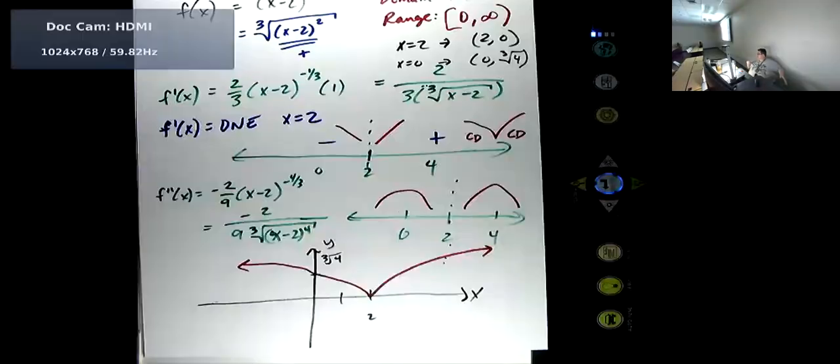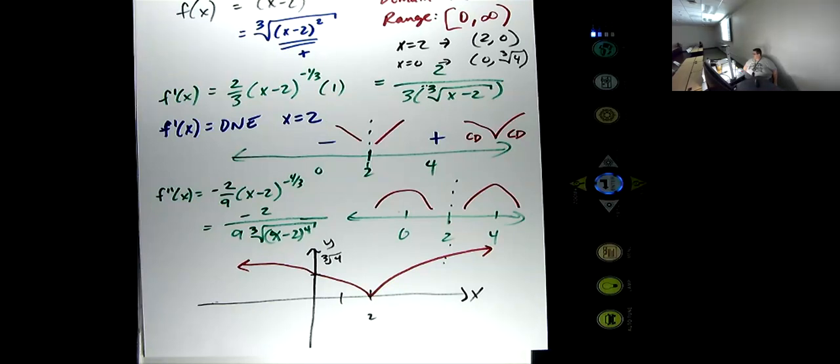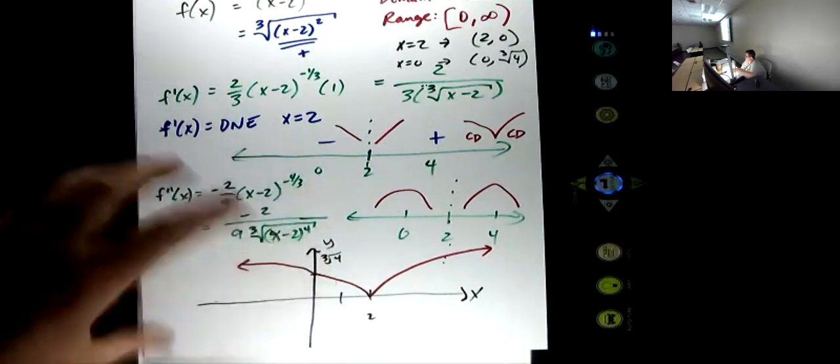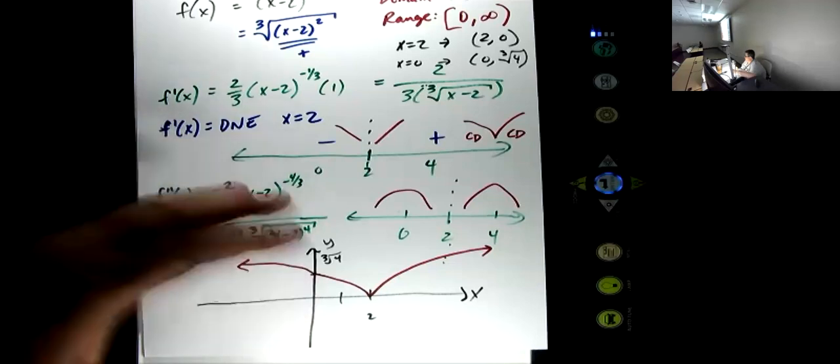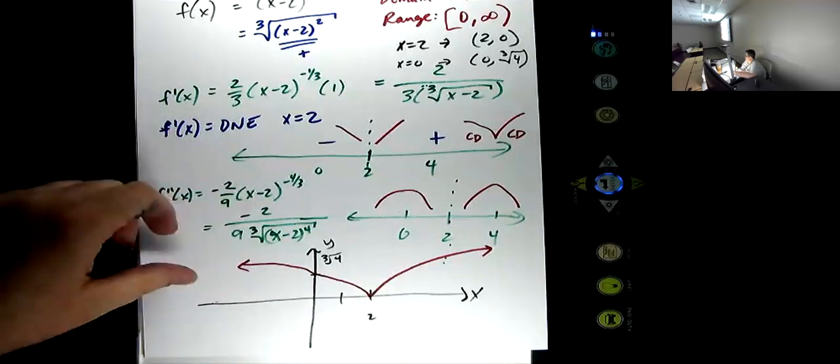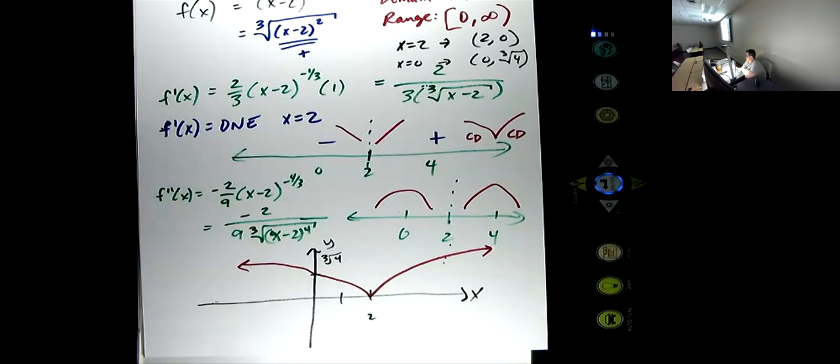So on the exam, do we have to give the exact answer for the cube root of 4? No, I wouldn't require it. Now, if you had more stuff to graph, like a maximum somewhere else, you would want to know where the cube root of 4 is relative to that. But in this case, you can always throw it in a calculator and get it.